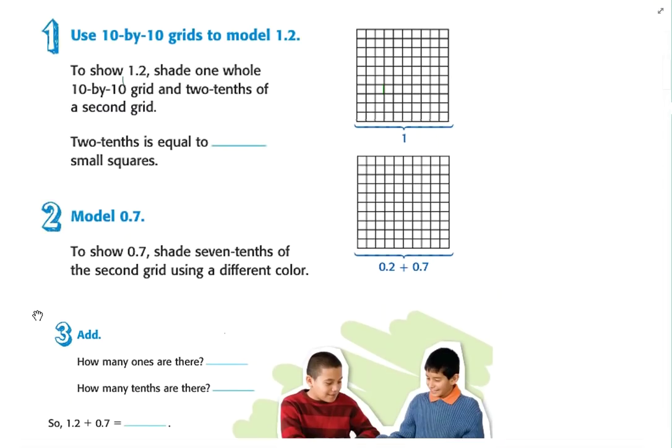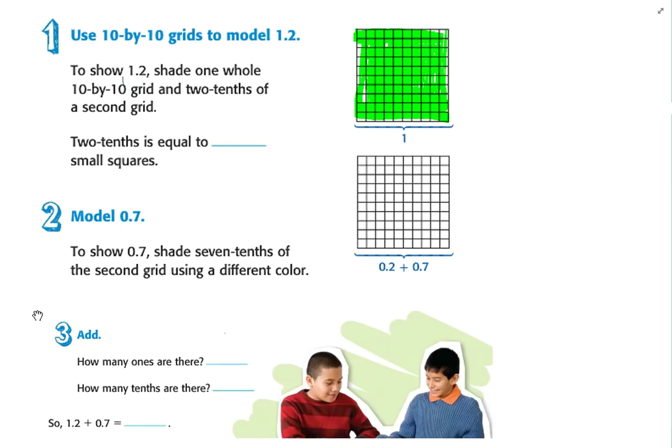So I have my 10 by 10 grid. Now I'm going to first show what 1.2, or 1 and 2 tenths, looks like. So I'm going to shade one whole 10 by 10 grid. There are 10 rows and 10 columns, so 10 by 10. So this is a whole. Might not hit every last bit of it, but you get the idea.